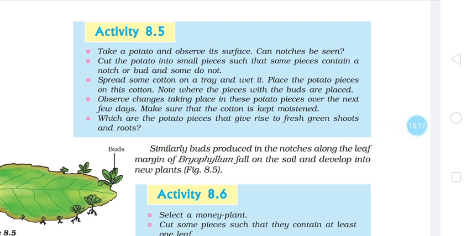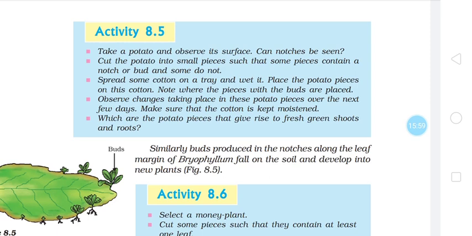Take a potato and observe its surface. Can notches be seen? Cut the potato into small pieces such that some pieces contain a notch or bud and some do not. Spread some cotton on a tray and wet it. Place the potato pieces on this cotton. Note where the pieces with the buds are placed. Observe changes taking place in these potato pieces over the next few days. Make sure that the cotton is kept moistened. Which are the potato pieces that give rise to fresh green shoots and roots? That we have to observe.